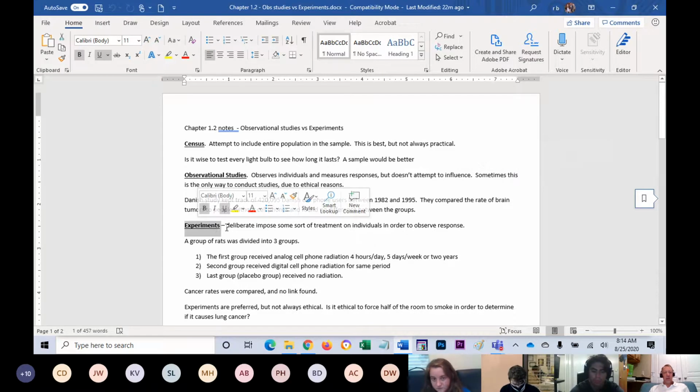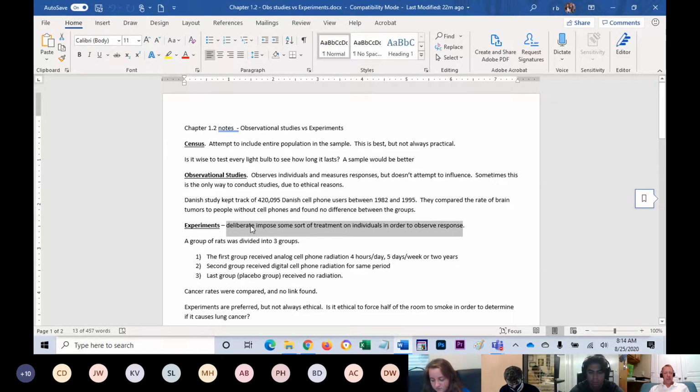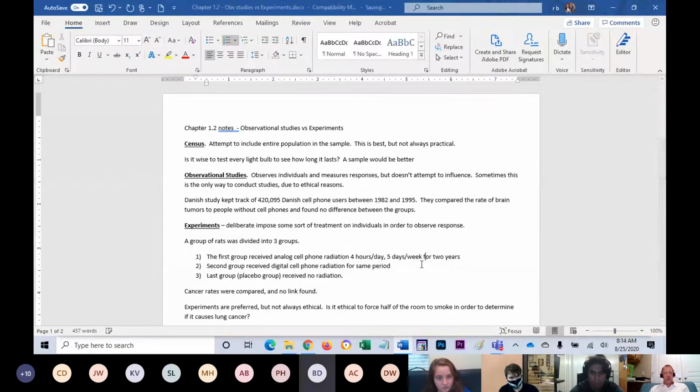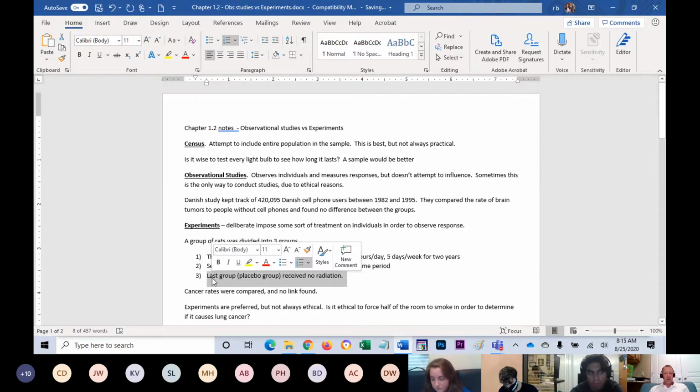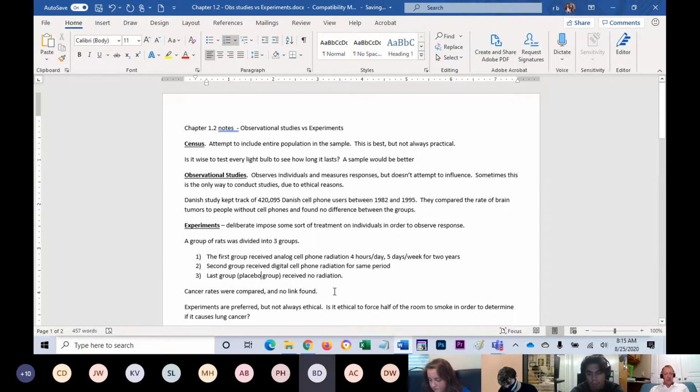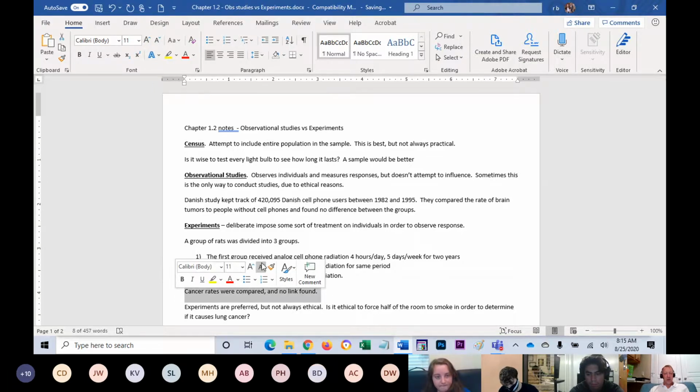With an experiment, on the other hand, you deliberately impose some sort of treatment on the individuals in order to observe a response. An example of an experiment: we've got a group of rats. We're going to divide the rats into 3 different groups. The first group receives analog cell phone radiation 4 hours per day, 5 days a week, for 2 years. The second group receives digital cell phone radiation for the same period. The last group, which is what we would call the placebo group, would receive no radiation. And so the cancer rates were compared. One's analog, one's digital, one's none.